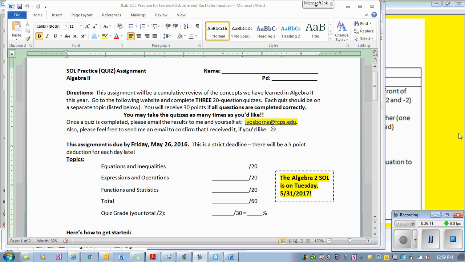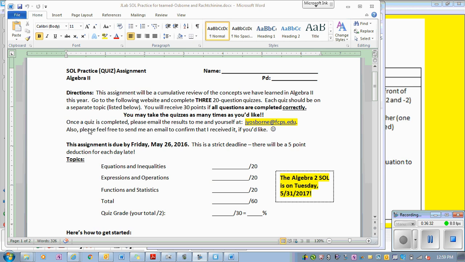Each quiz is on a separate topic, and you'll receive 30 points if all your questions are completed correctly, okay? And here's the best part. You can take these quizzes as many times as you like. So ideally, you should get 100% on this, okay?